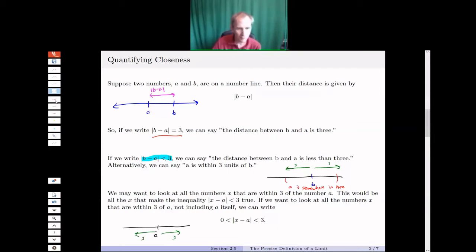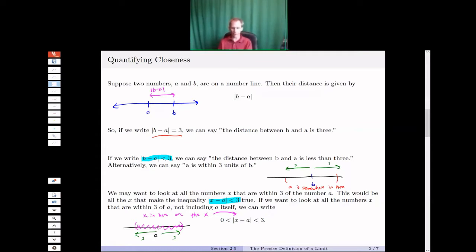Okay, and then when I write absolute value of x minus A is less than 3, then the x's that make that true are all the x's in that interval. So the x's in here are the x's from over here.